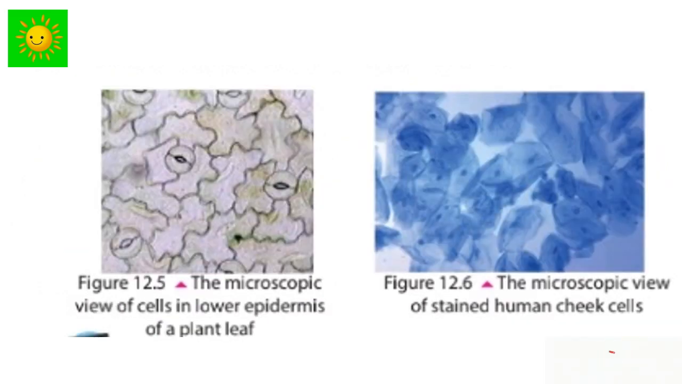Our first activity in this lesson is to observe the cells in the lower epidermis of a betel leaf and cheek cells. Under the microscope, you can see the lower epidermis of the plant leaf in the first figure. The second figure shows you the microscopic view of stained human cheek cells.